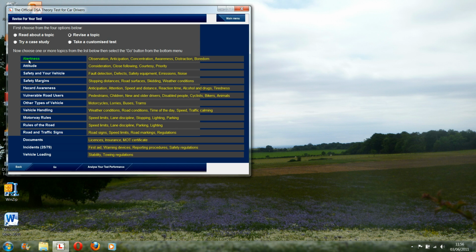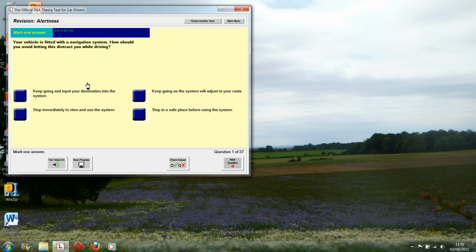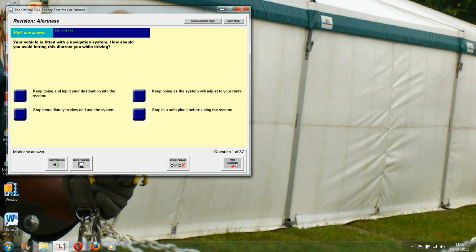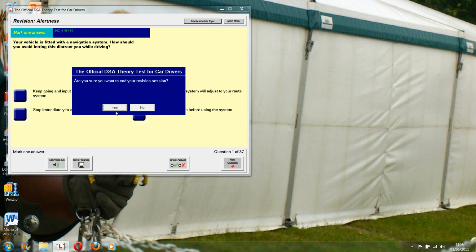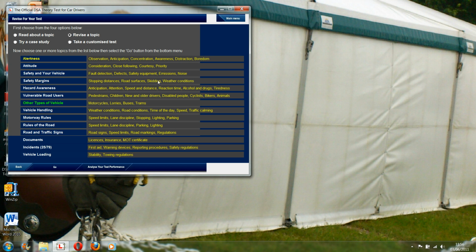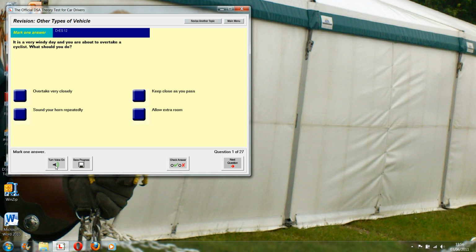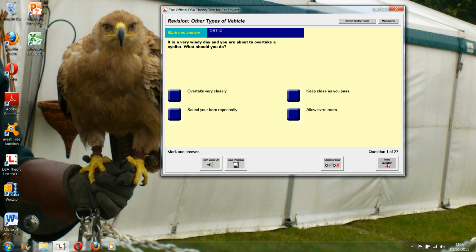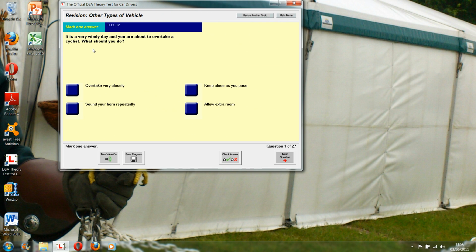So you click on alertness, press go, and then it tells you how many questions there are on each of those topics. So there are 37 questions here. I think there might be more than on the other ones. So you can even save it as well. If I go into other types of vehicle and press go, you can see how many max questions there are. For example, here there are 27. On another one there might be 40 or 50, depending on how difficult the topic is.